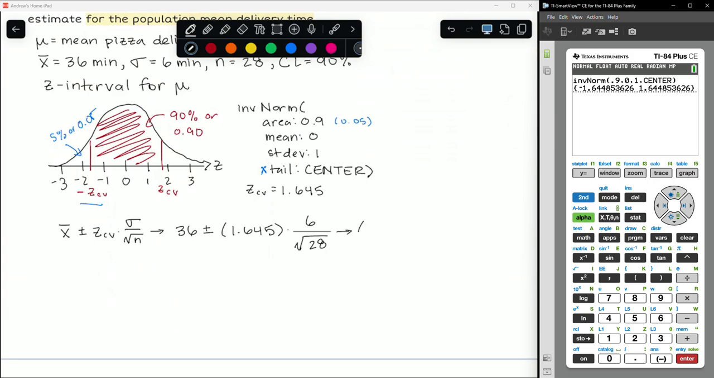And that's going to give us two values. So let's go ahead and do the lower bound first. So 36 minus 1.645 times 6 divided by second square root 28. So I'm getting a lower bound of 34.1 minutes. And then to do the positive, I'm just going to highlight that and change the subtraction to addition. And we get 37.9 minutes.